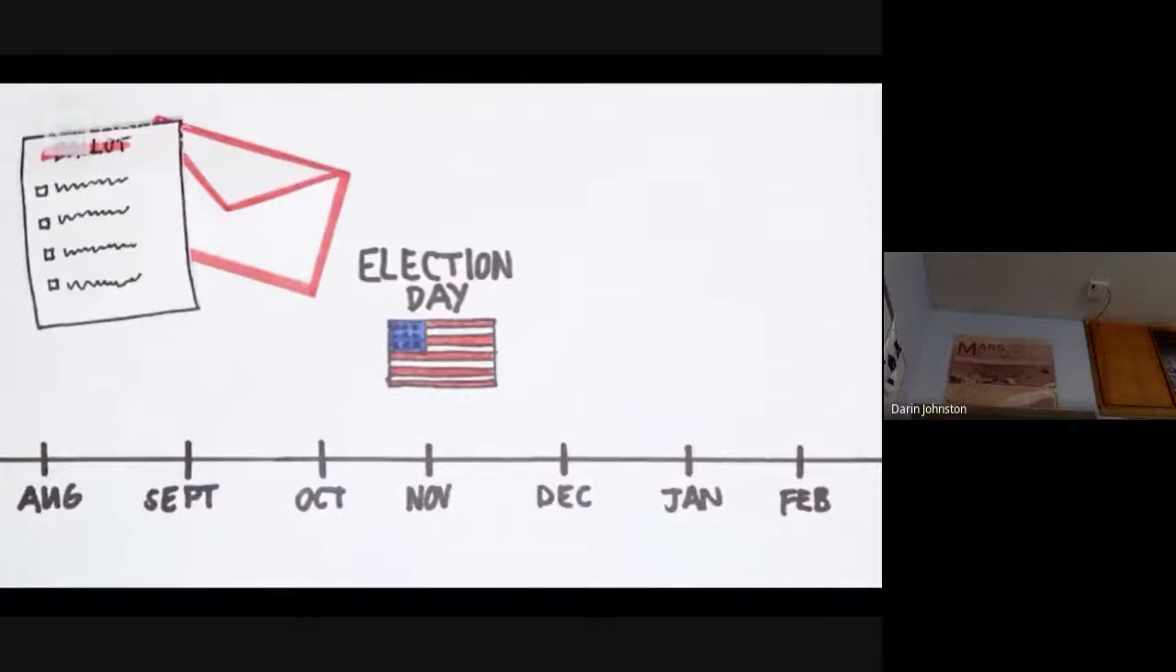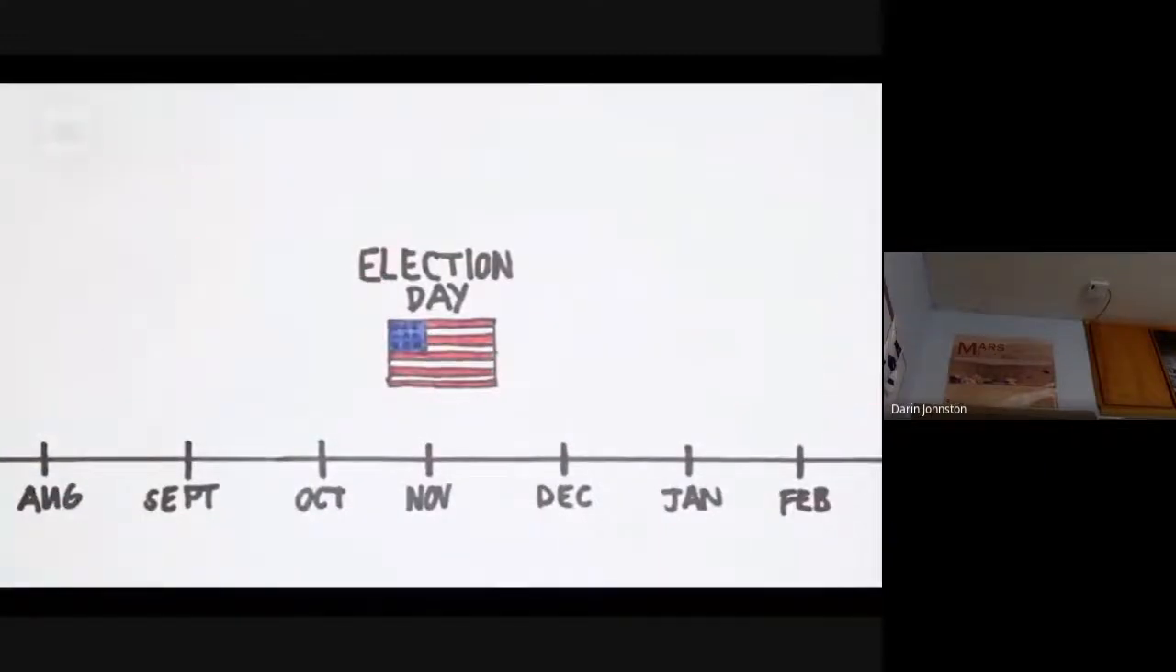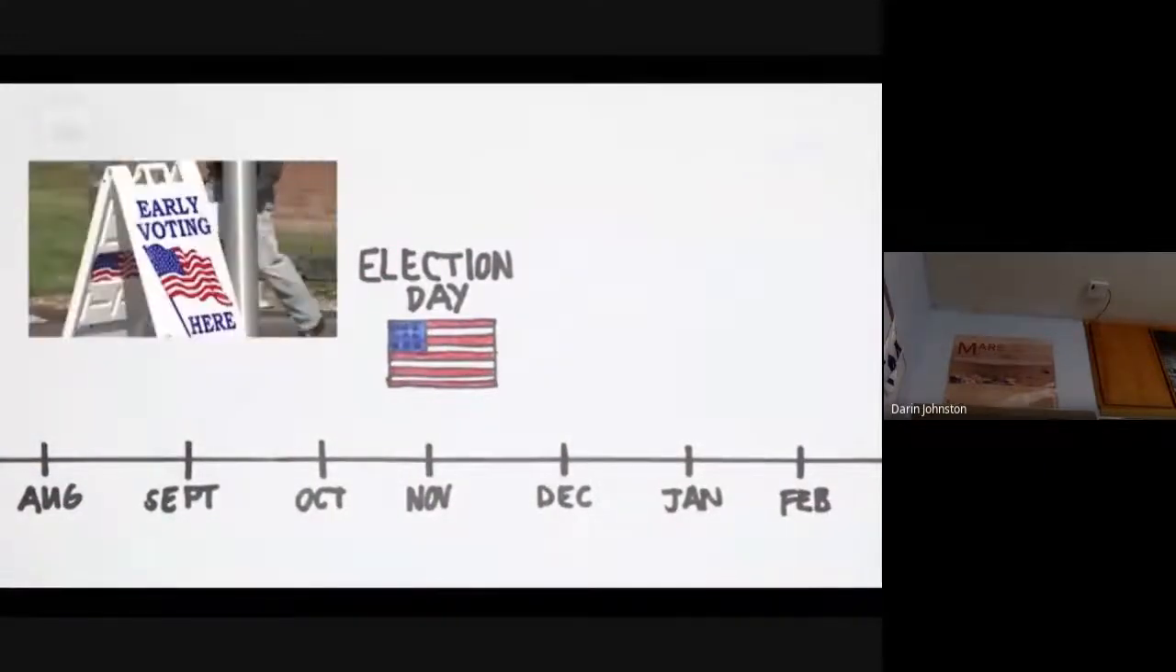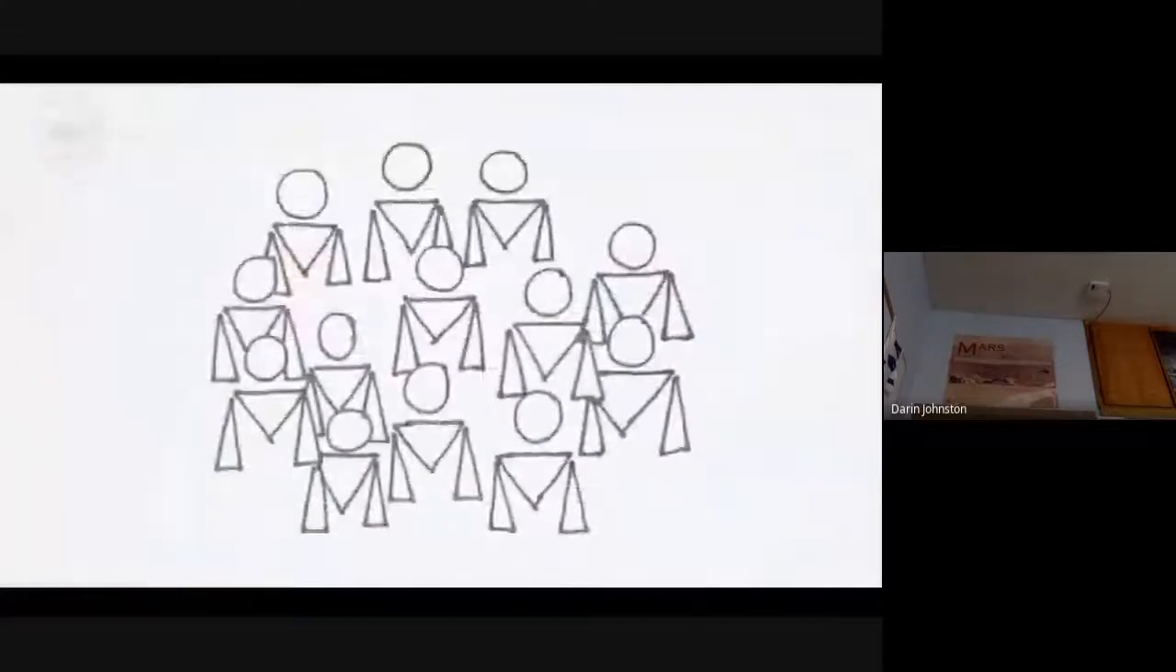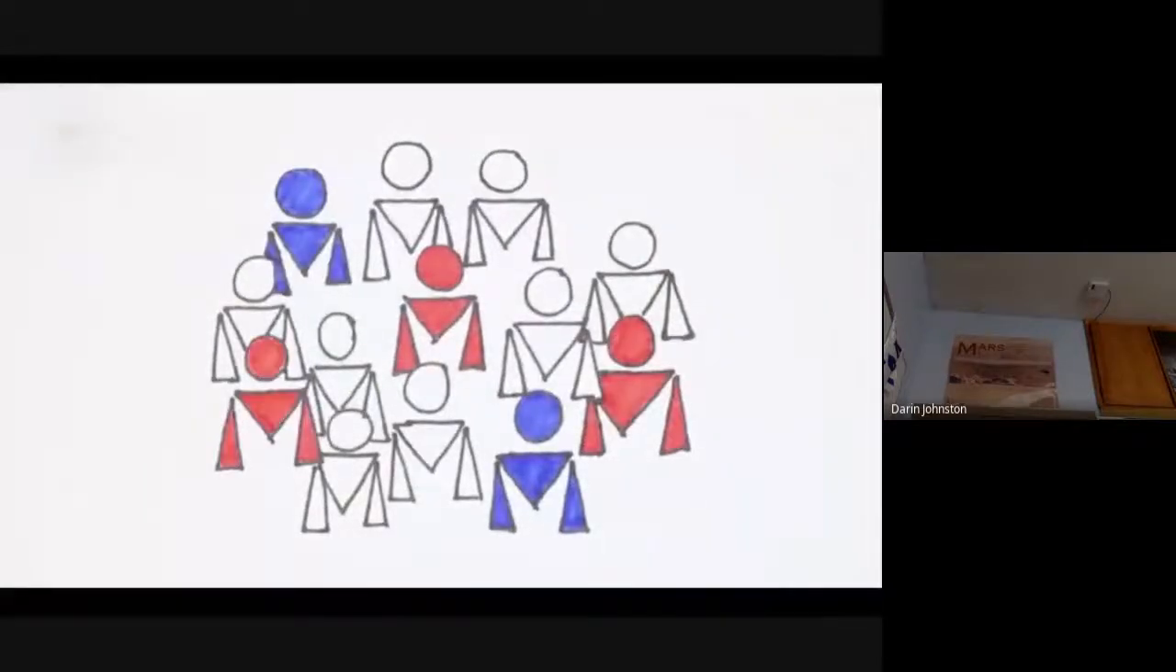By mail-in ballot for those who can't make it to the polls, by early voting, which happens days or weeks before election day, and by going to the polls on election day. Historically, only about 50 to 60% of eligible Americans actually turn out to vote.